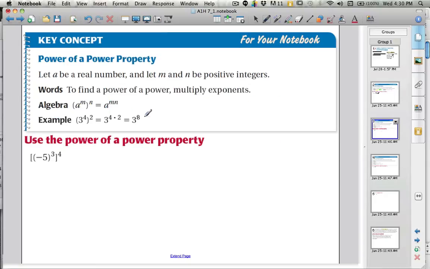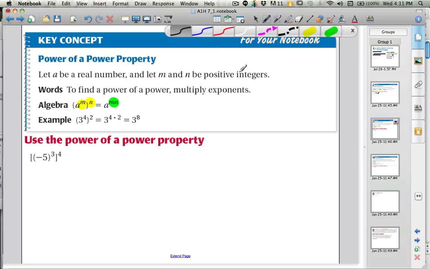Sometimes we take powers to powers. So when you think about this item, 3 to the 4th squared, I've got this rule that says when I take a power to a power, I multiply the exponents.